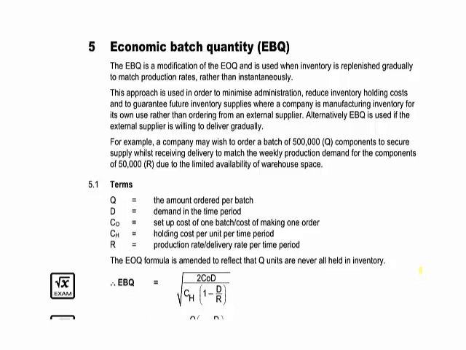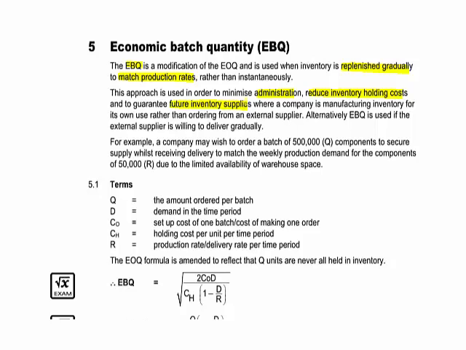A variation then on the EOQ is the economic batch quantity, or EBQ. And this is when the inventory is replenished gradually to match production rates rather than instantaneously or with those constant lead times. What we want to do with this approach is minimise administrative costs, as well as reducing the costs of holding inventory, and also make sure that we've got inventory supplies if the company is manufacturing inventory for its own use rather than ordering from a supplier.